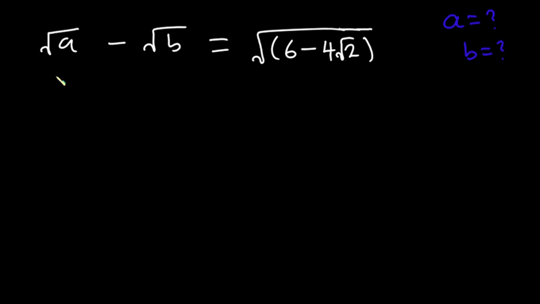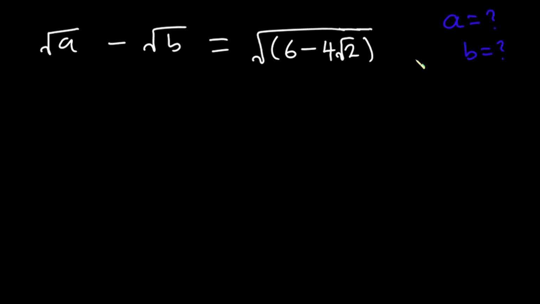In today's video, we have this interesting problem. We have square root of a minus square root of b is equal to square root of 6 minus 4 root 2, and we have to find the values of a and b. But before we begin, feel free to pause the video and try this first.